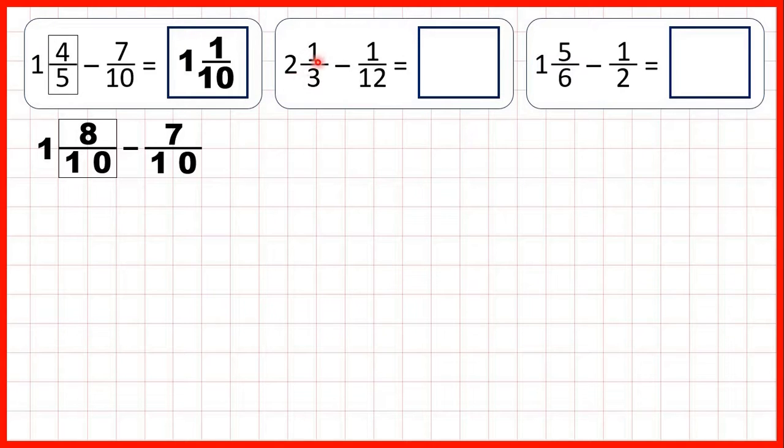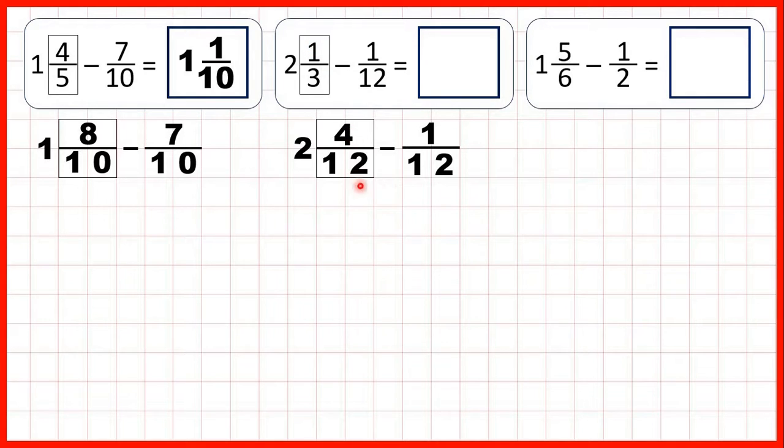Now we have 2 and 1/3 minus 1/12. We need to find a fraction equivalent to 1/3, which has a denominator of 12, so that our denominators are the same. So we rewrite our question as 2 and 4 twelfths minus 1/12. 4 twelfths is equivalent to 1/3 because 3 times 4 is 12 and 1 times 4 is 4. So now we subtract 1/12 from 4 twelfths, that's 3 twelfths, and we have 2 wholes, and we're not taking any away, so there's 2 wholes in our answer.